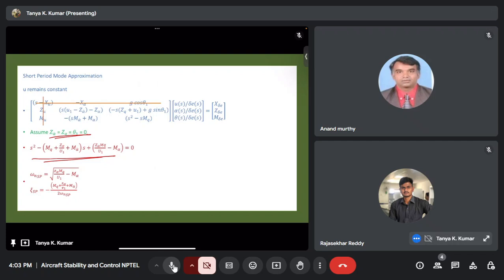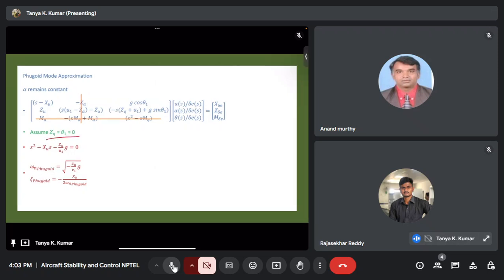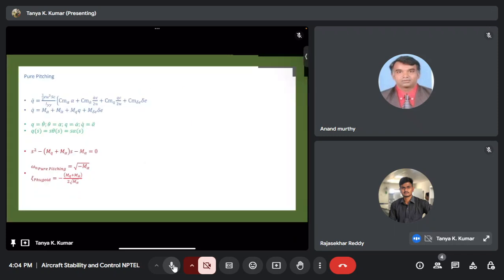Okay, so these are the 2 components that you get for the short period mode approximation. The next one is the phugoid mode or the long period mode approximation. Here you assume alpha to be constant. What happens here is that the second column and the third row are eliminated when you assume alpha to be 0. The other assumptions that follow because alpha remains constant are that Zq and theta 1 are also 0. Now from this approximation you get another second order system from which you find out the natural frequency and the damping ratio. And the third assumption is that it's a pure pitching moment.